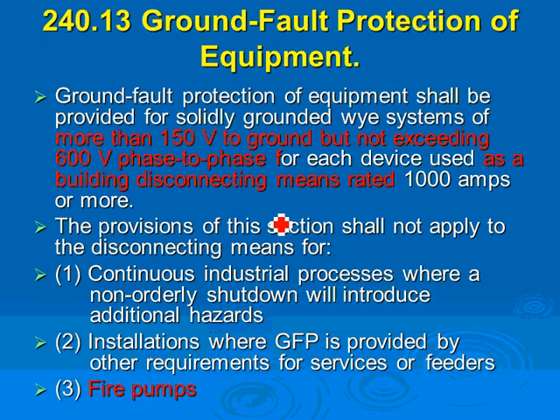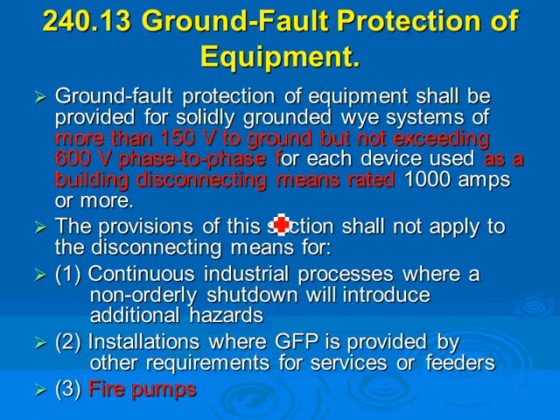Another exception is an installation with ground fault protection provided on the supply side of the feeder, so you have a supplement. You have something to protect you. Or you are cooking chemicals, and you really don't want to trip on a ground fault, right? So an industrial process where non-orderly shutdown introduces additional hazard. You're cooking chemicals in a chemical factory or petroleum, and if you interrupt that process, you create an explosion. So they don't want you to put ground fault protection because you could trip, interrupt the process, and that will create more hazard.